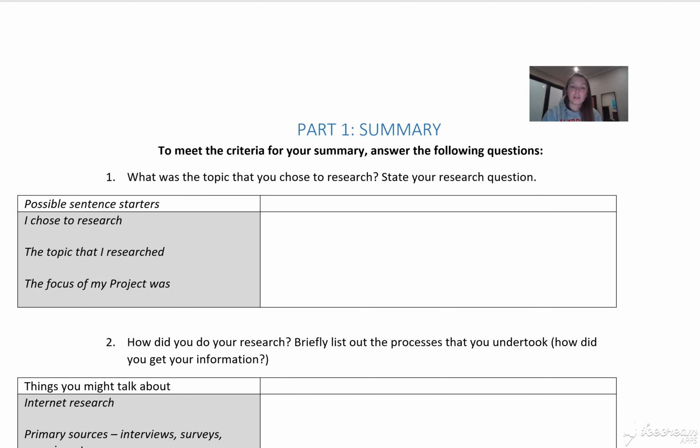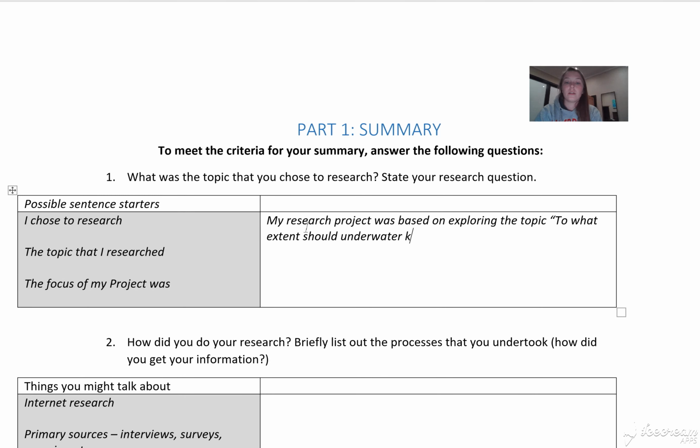So the first thing that you need to meet in your summary is tell us what topic you chose to research. So you literally state your research question. So you might use one of the possible sentence starters I've suggested here, or you might use your own. If I was doing this, I would be writing my research project was based on exploring the topic, to what extent should underwater knitting be a part of the Olympics.